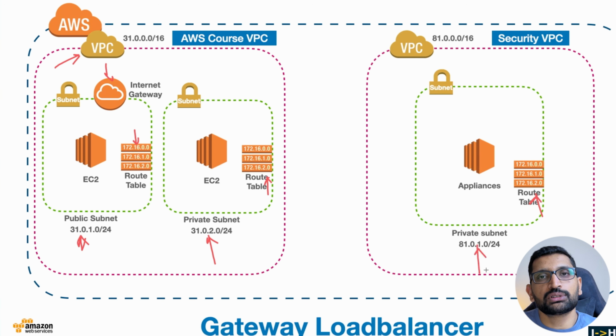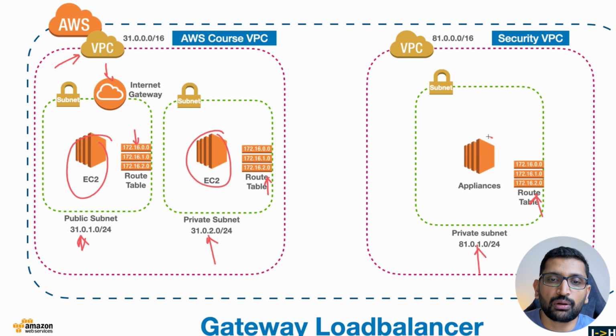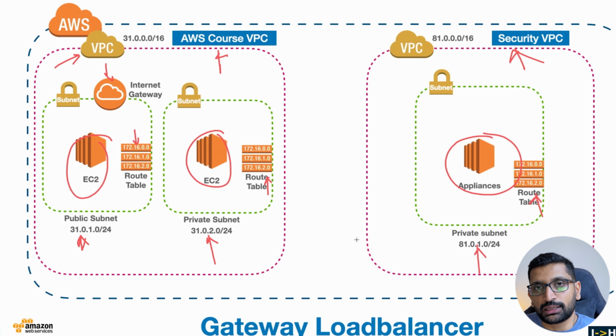Okay, now the only thing which is pending is we need to spin up the EC2s over here into all of the three subnets, which is 2 into AWS course VPC subnets and 1 into the security VPC subnet. Okay, and then we are going to work on the gateway load balancer.